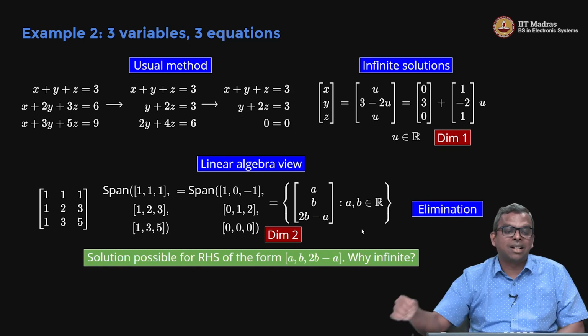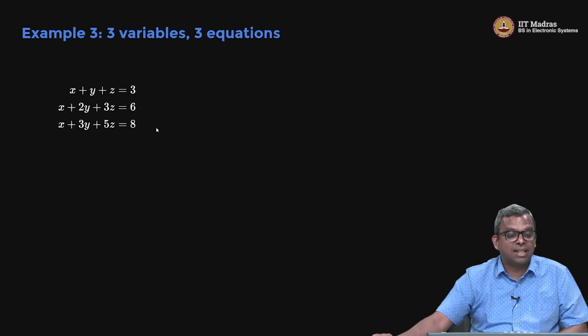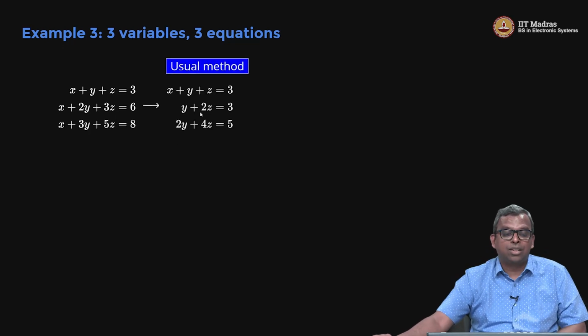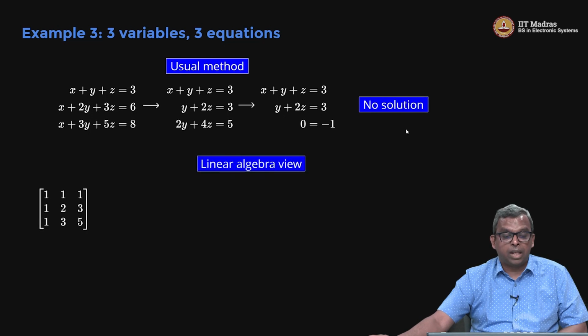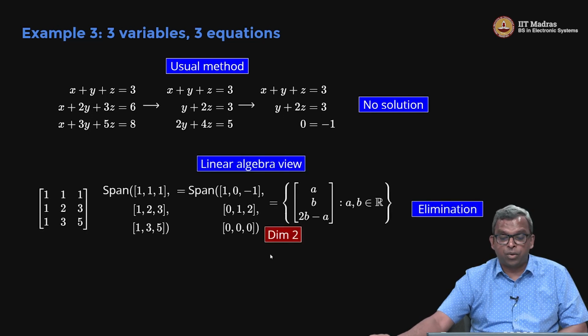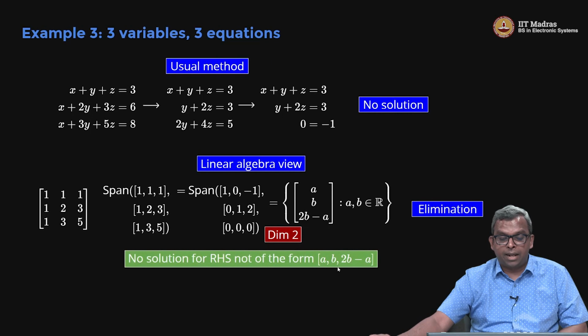So that's the third example I have cooked up for you. Here is an example where the matrix remains the same, 1, 1, 1, 1, 2, 3, 1, 3, 5. Instead of 3, 6, 9, I've made it 3, 6, 8. Now I know already from the previous analysis that this should not have any solution. Sure enough, if you go through and do the usual method, you get your wonderful 0 equals minus 1 contradiction, which means there is no solution for this problem. Here again, if you do the same linear algebra view, you get a dimension 2 span, and if the RHS is not of the form (a, b, 2b minus a), then there is no solution.